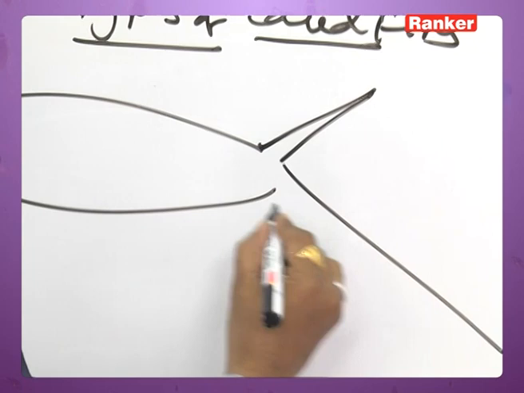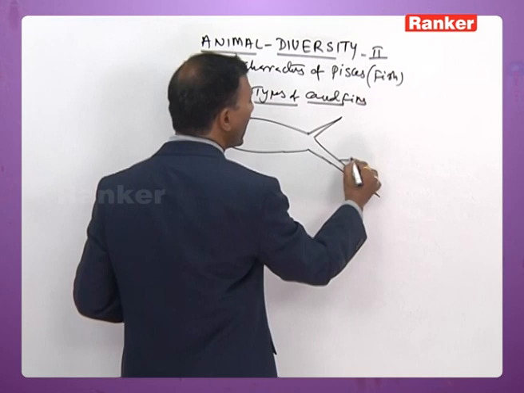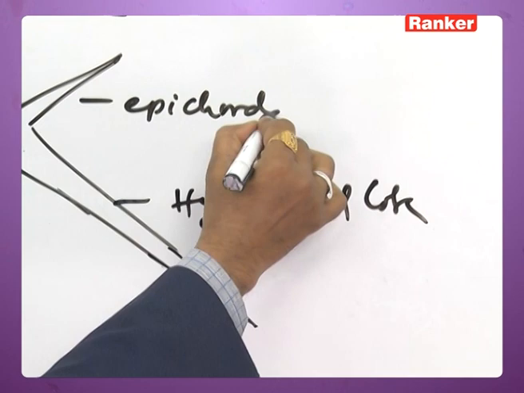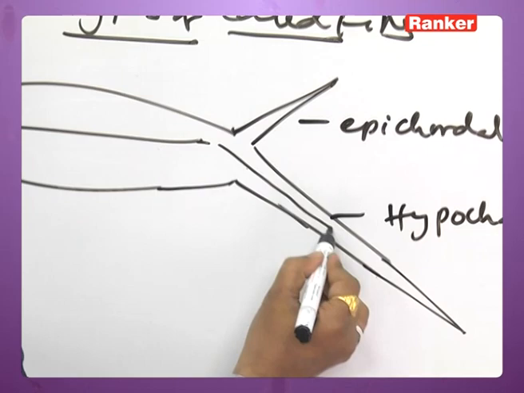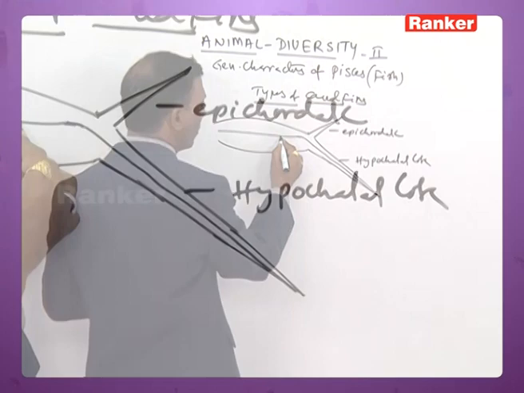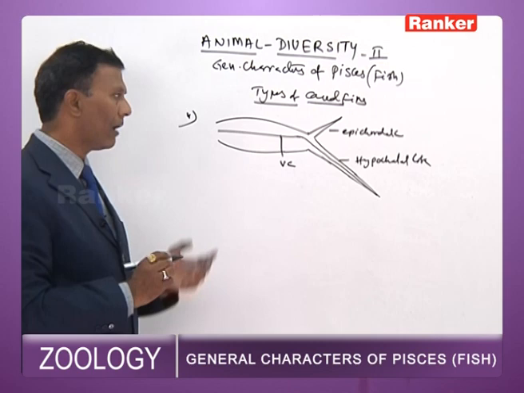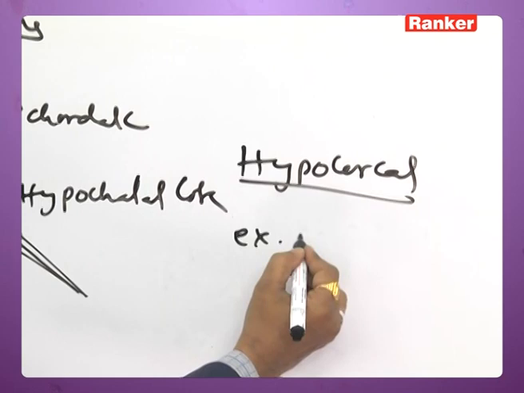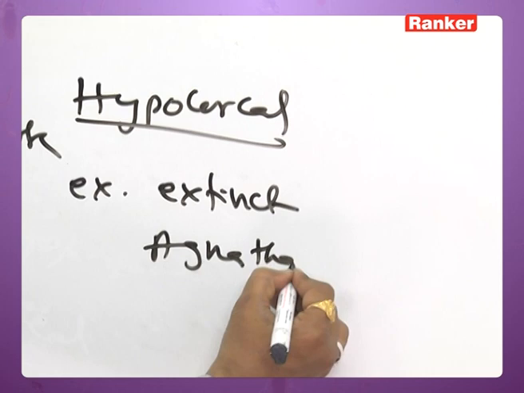In this type of caudal fin, the hypocaudal lobe is much longer than the epicaudal lobe. The vertebral column is curved downwards and extends up to the tip of the hypocaudal lobe. This kind of inverted heterocercal caudal fin is called hypocercal caudal fin. It is present in certain extinct agnathans.